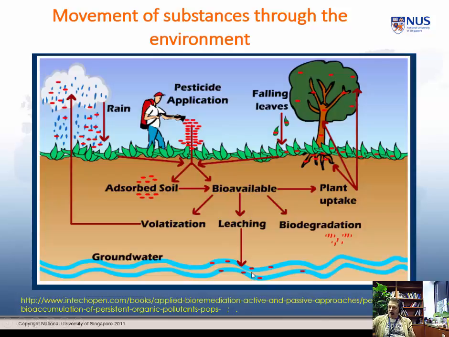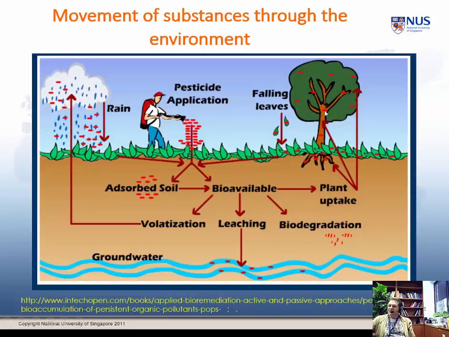Some of it may be leached into the groundwater. So his pesticide, which was for his weeds, some of it's gone into the groundwater. Some of it may be volatile, so either directly from there or via the soil it will be volatilized into the air.